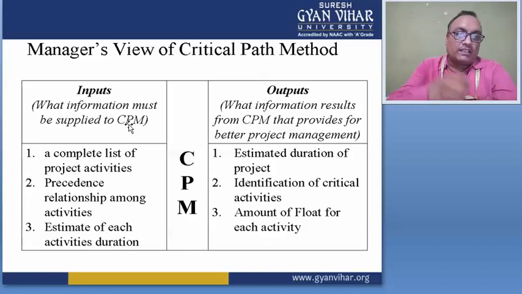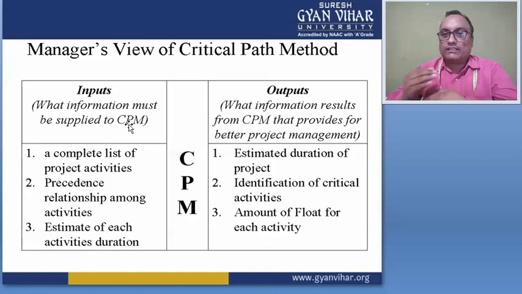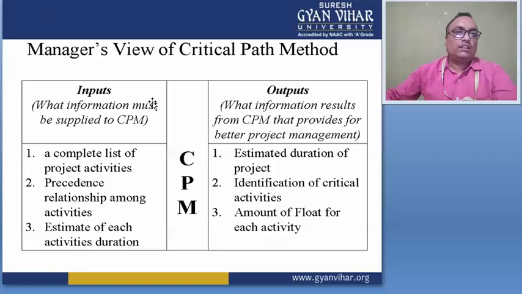First, a complete list of the project activities. In the input, you must give the complete list of the project activities and the precedence relationships among activities. For example, in road construction planning, you first perform different types of activities. So how much input you want to give for the road construction, and what is the relationship between these?